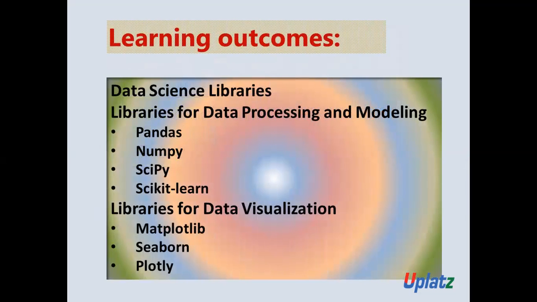So see here. We will start with data science libraries, what this is. Then we will see the data science libraries for data processing and modeling. What libraries are available in Python for data processing and modeling, such as Pandas, NumPy, SciPy, and Scikit? We will understand these libraries. What is Pandas? What is NumPy? What is SciPy? What is scikit-learn? So these are the libraries for data processing and modeling.